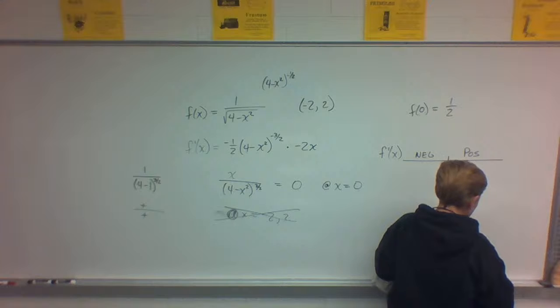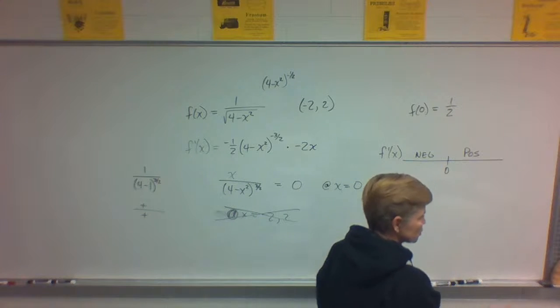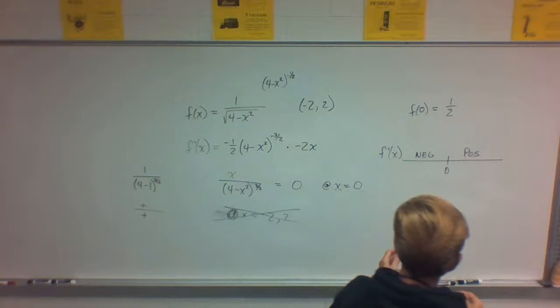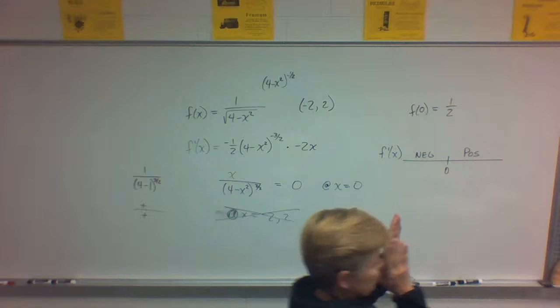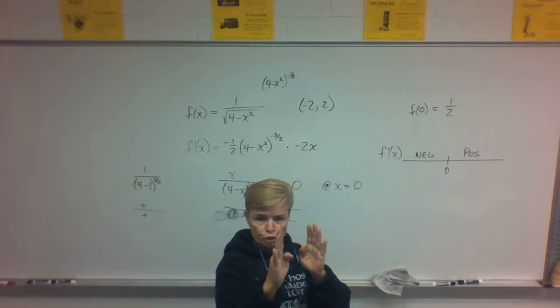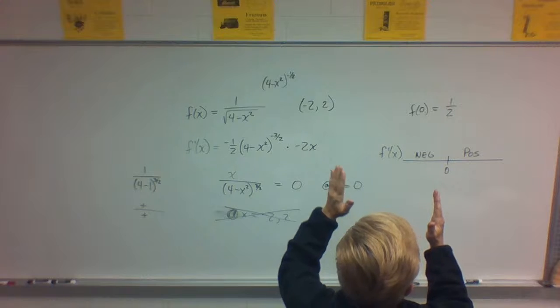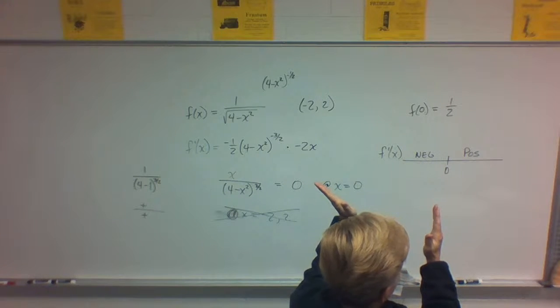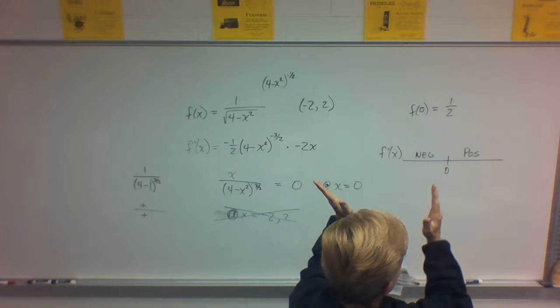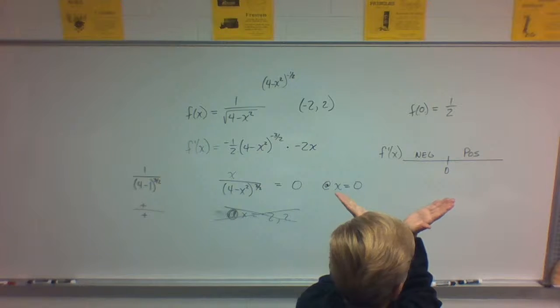This is what's going on. 0 is right here somewhere in the middle. What's happening to the left? What kind of slope have I got? Negative. What do I have to the right of it? A positive. What happens right where they meet?